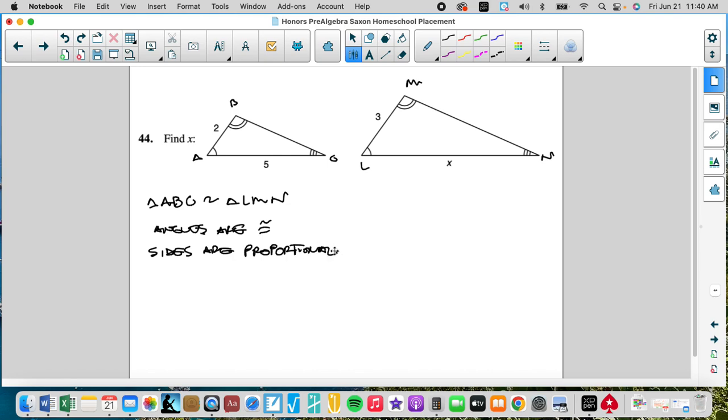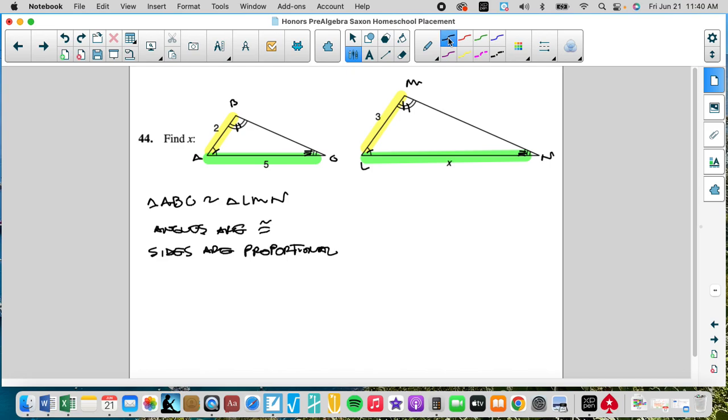So we know that the angles are congruent because we see that. Those are congruency signs. That's saying, hey, these angles are congruent. So if they're congruent, that means they are similar. And so we know that their sides are going to be proportional. So we know that this side is going to be proportional to this side. And this side is going to be proportional to that side. So we can write a fraction.